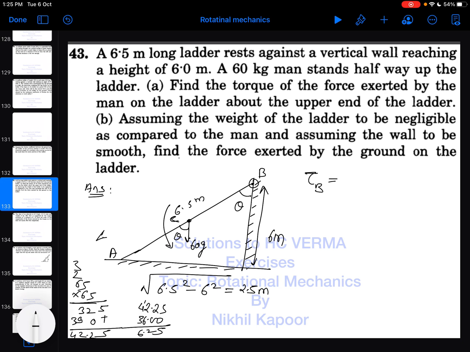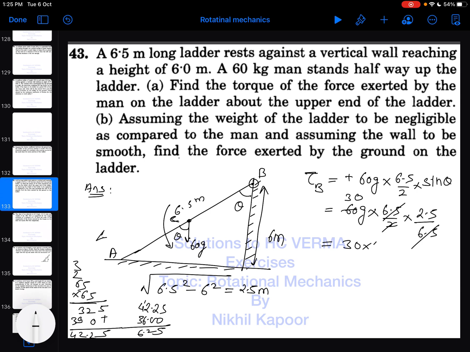Now the torque of the weight about point B would be an anti-clockwise torque, positive. F into distance r, which is half of 6.5, into sine theta. So 60g into 6.5 upon 2 into what is sine theta? Side opposite upon hypotenuse. So this 6.5 and this 6.5 will get cancelled out. 2 1s are 2, 3 2s are 6, 0, 30. So it will be 30 into 2.5 into value of g as 9.8. So 25 3s is 75, so 750 will become 75 into 9.8.